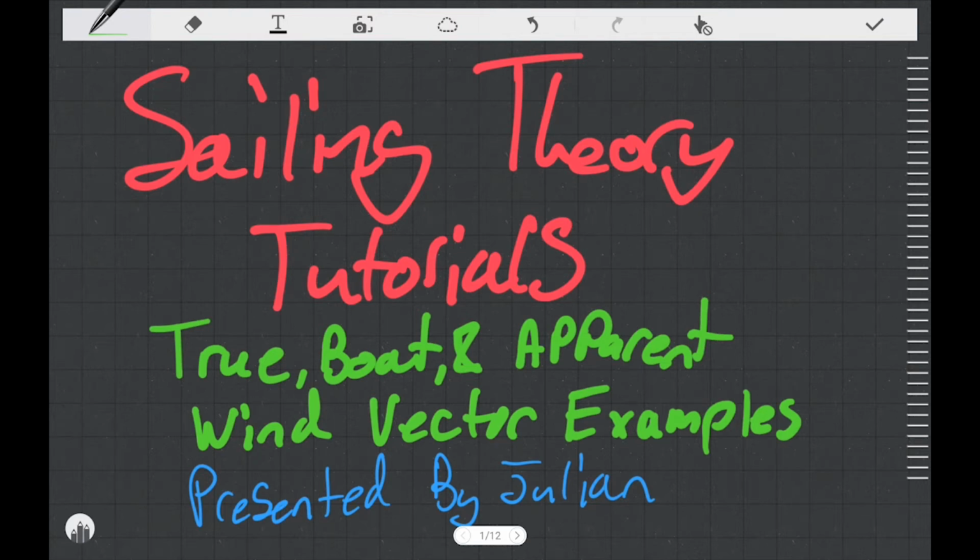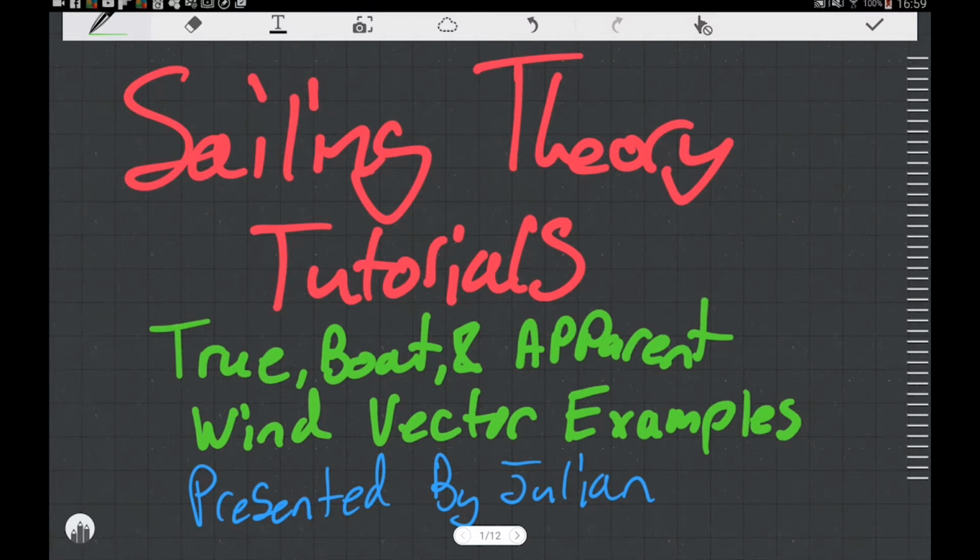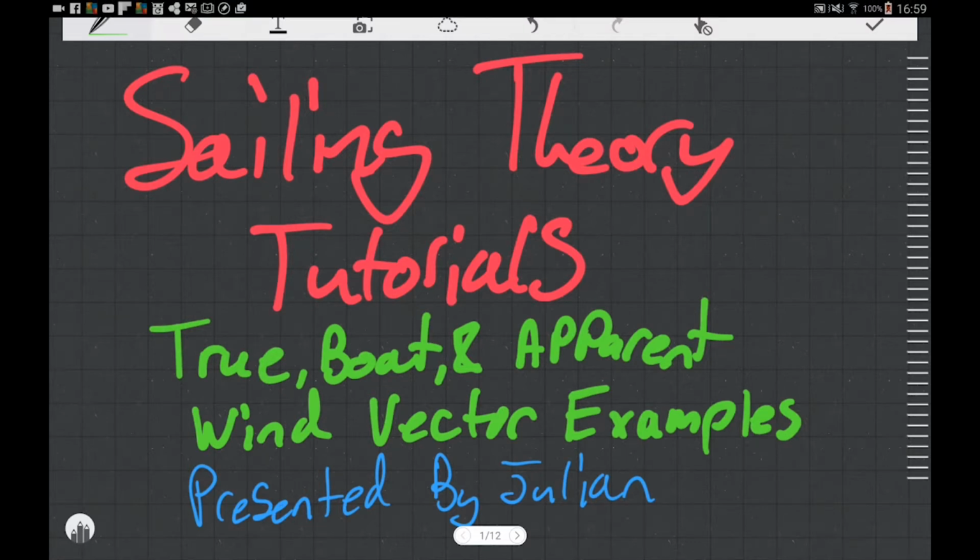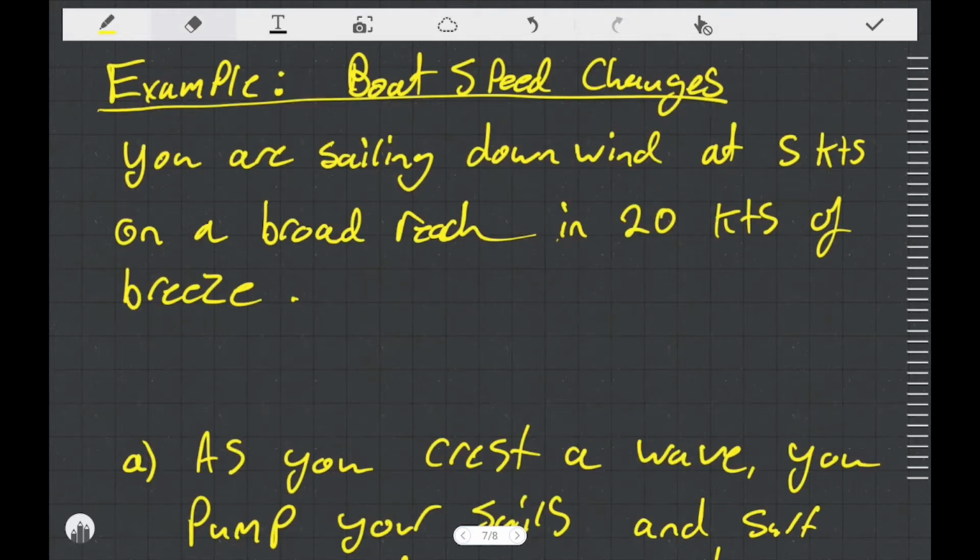My name is Julian. In this video, we're going to be talking about how changes in the true wind velocity and changes in your boat velocity will have an impact on the apparent wind. And we're going to do this with the help of a couple of example problems. Here we have an example where boat speed changes are going to actually have an effect on both the speed and direction of our apparent wind vector.